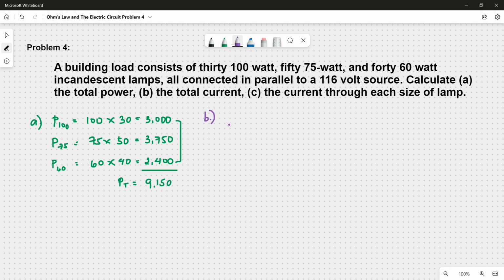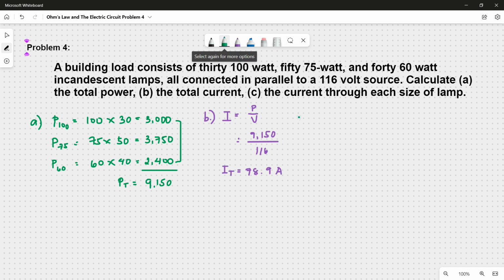For B, we have to find the total current. From the formula power is equal to current times voltage, we can rearrange this in order for us to find the total current. Therefore, we have I is equal to P over V. So that's 9,150 over 116, which is equal to 78.9 amps.